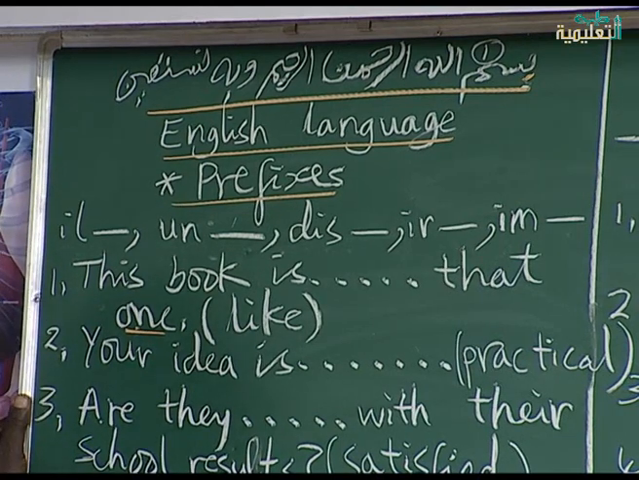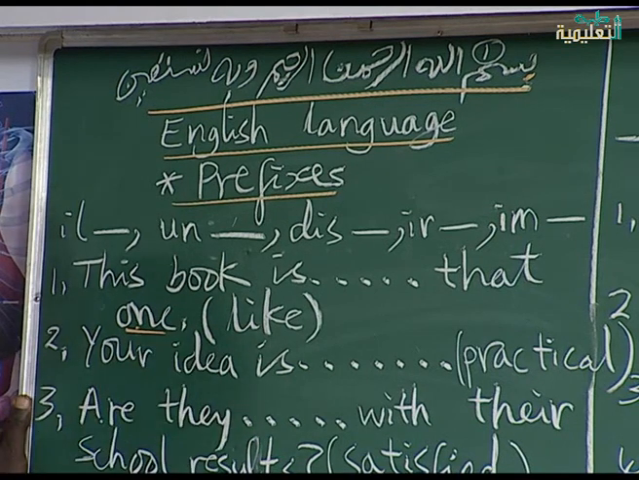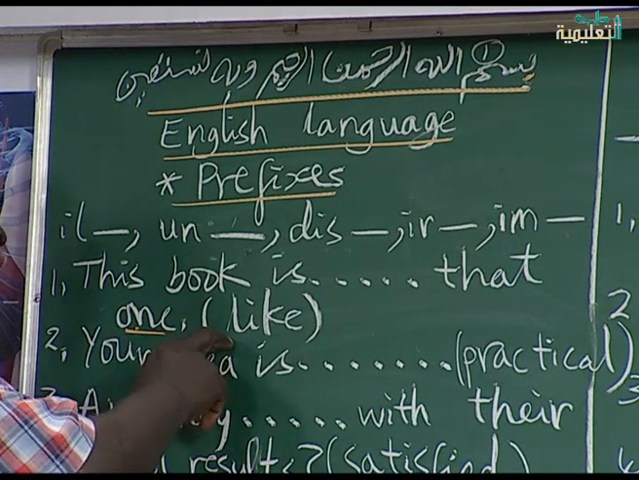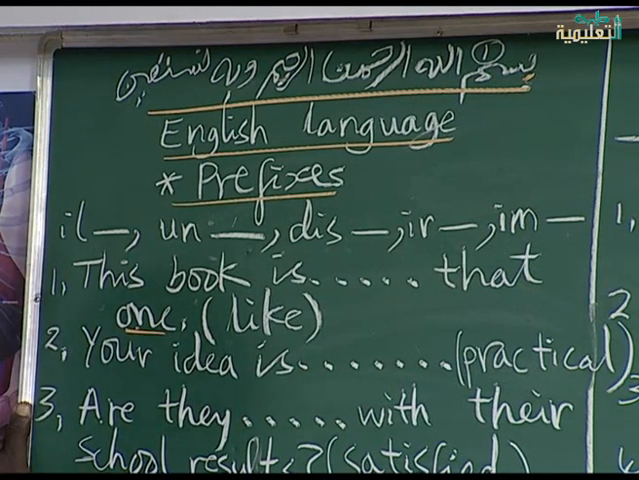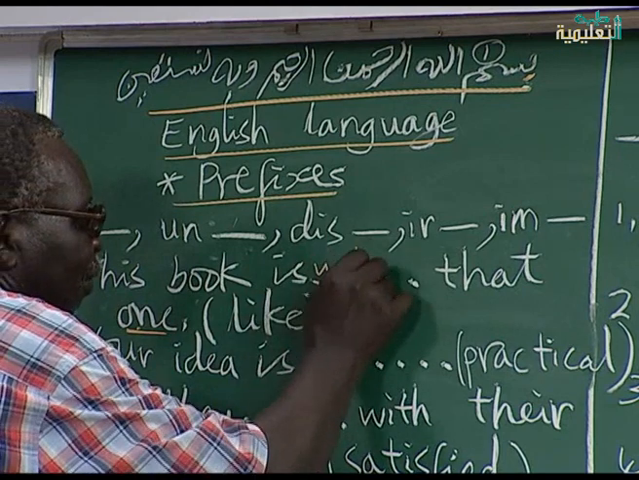Before you add the prefix, you must answer this question. Like in this case, is it an adjective or is it a verb? If you look at the sentence, you will discover that like in this case is an adjective. So if it is an adjective, it is going to have the prefix un. So we say unlike. You have to be very careful.